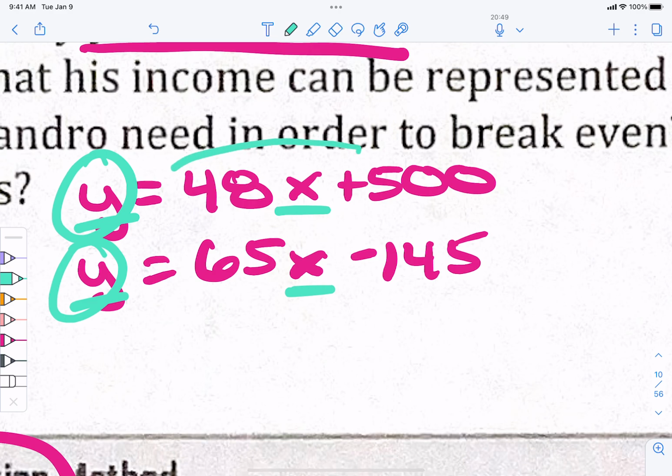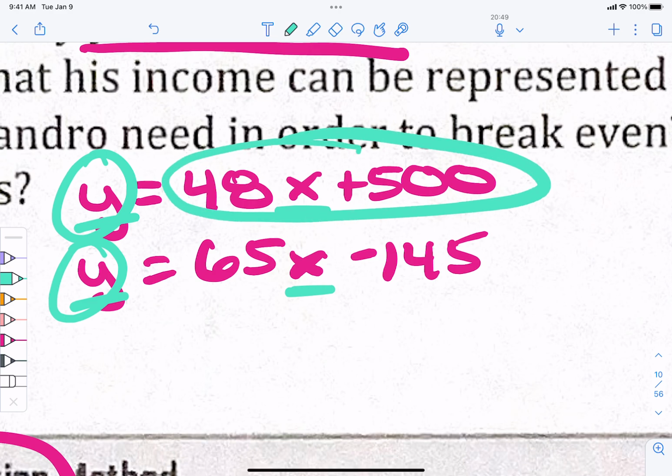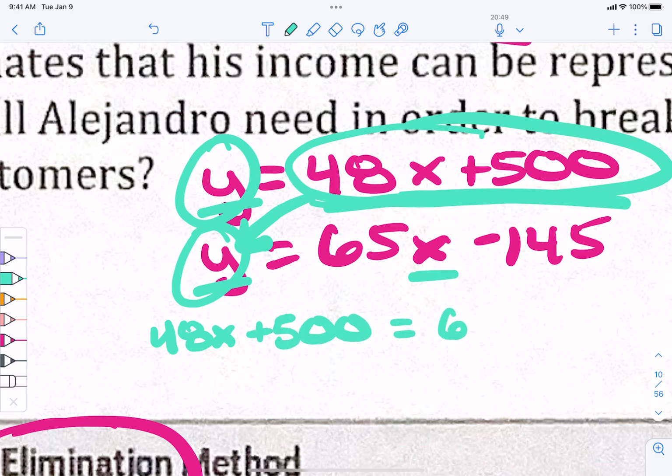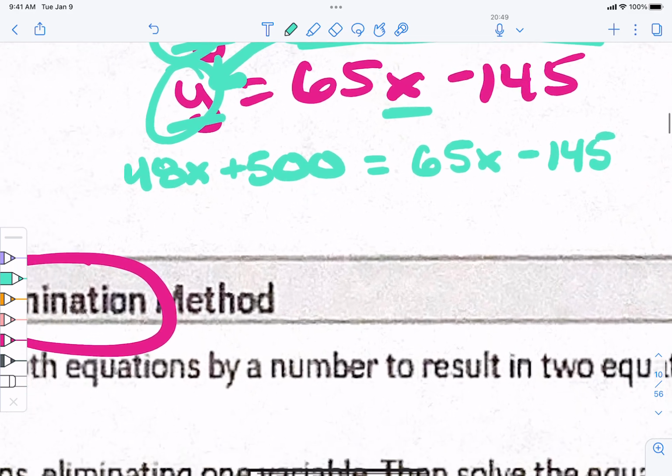So I'm going to take this y and I'm going to plug it in for the bottom y. So all that stuff is going to go in this place, right? Does that make sense? I'm just going to take this whole chunk and it's going to get swapped out for y, right? So 48x plus 500 is equal to 65x minus 145, okay? And then we want to solve.